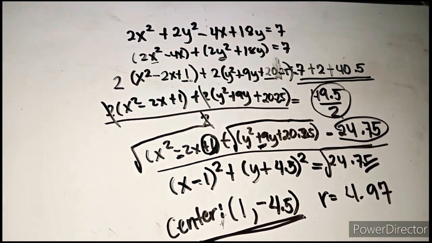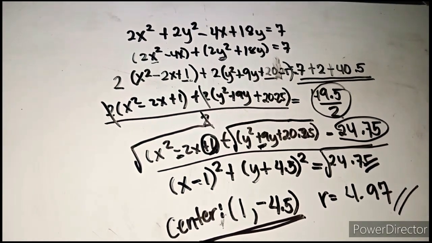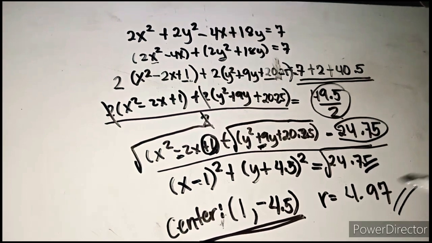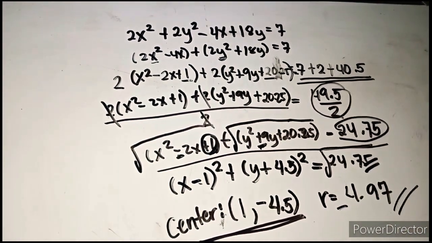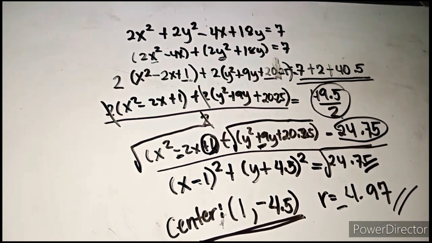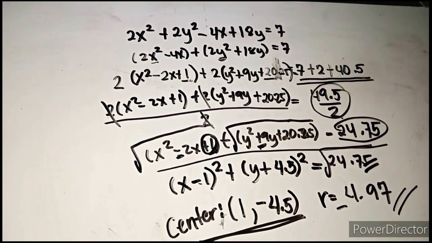Nasundan po? Okay, very good. Question ko, ang radius po ba pwede maging negative? Hindi po pwede. Okay? Once na nag-negative po ang ating radius, ibig sabihin lang po nun, wala po tayong graph. Okay?